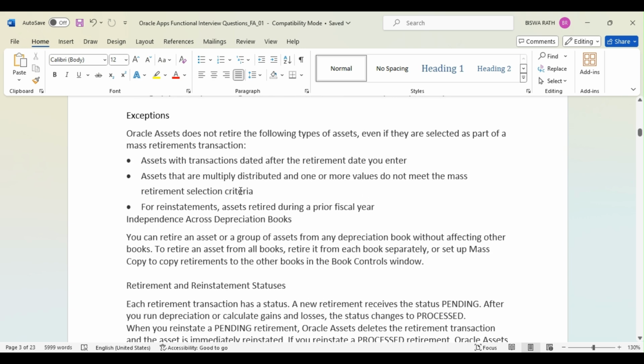There will be some exceptions like assets with transactions dated after the retirement date you enter, assets that are multiply distributed and have one or more values that meet the mass retirement selection criteria, and for the reinstatement, assets retired during a prior fiscal year, it has to be independent across the depreciation books. Okay.